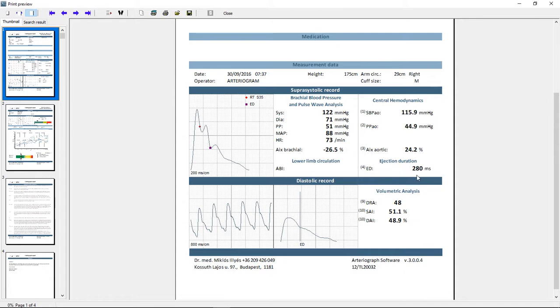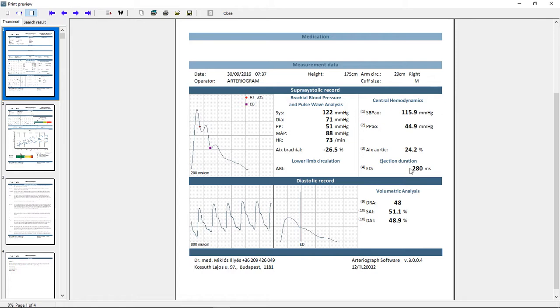The ejection duration is the duration when the aorta is receiving the blood from the left ventricle during the systole. So this is the time when it starts by opening the aortic valve and lasts until the closing of the aortic valve of the left ventricle, while the blood is ejected into the aorta.